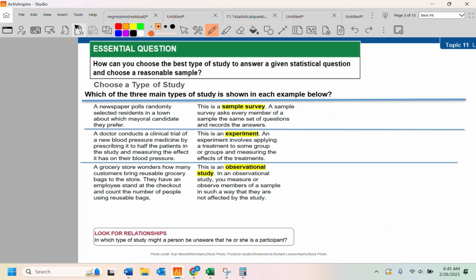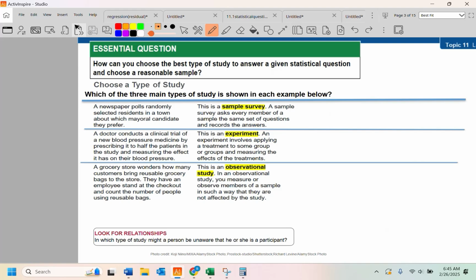All right, how can you choose the best type of study to answer a given statistical question? Here we have some vocabulary here. A newspaper poll randomly selected residents in a town about which mayoral candidate they prefer. This is what is called a sample. You randomly select people and you ask them questions as a sample survey. And the definition is right there. A sample survey asks every member of a sample the same set of questions and records the answers.